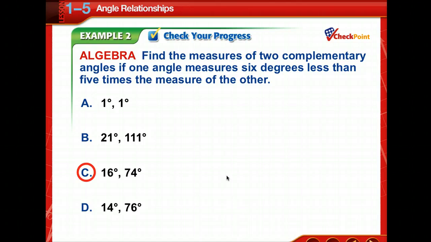Good job. We set it up just like we did the other one. We're going to have X plus 5X minus 6, but this time it's equal to 90. So X is going to be equal to 16, and the measurement of one is 16 and the measurement of the other angle is 74 degrees. Awesome job.